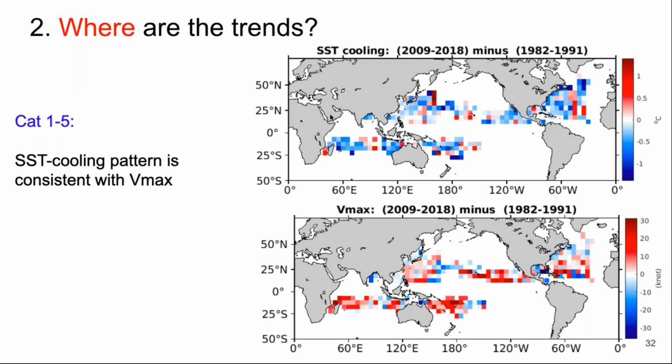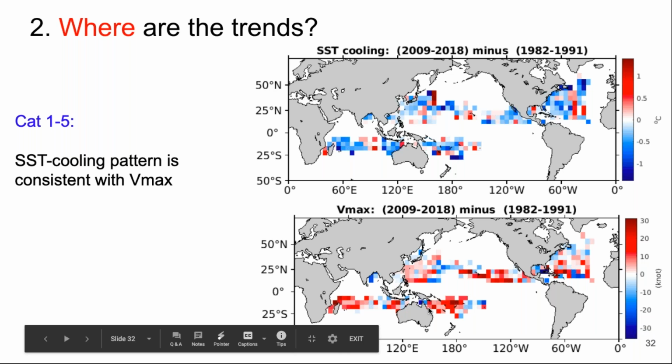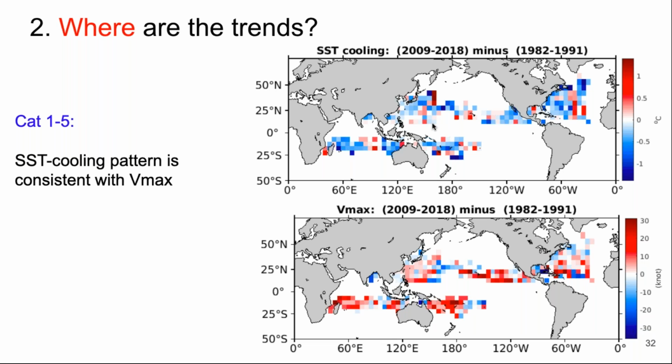And if we limit to only category 1 to 5, the map of the cold wake exhibits a bluish color, so the blue color dominates. That means in the later decade, the cold wake is stronger than in the first decade. And also in the Vmax map, the reddish color dominates over the blue. So they are very consistent between Vmax and cold wake, and it means that this is happening everywhere globally.